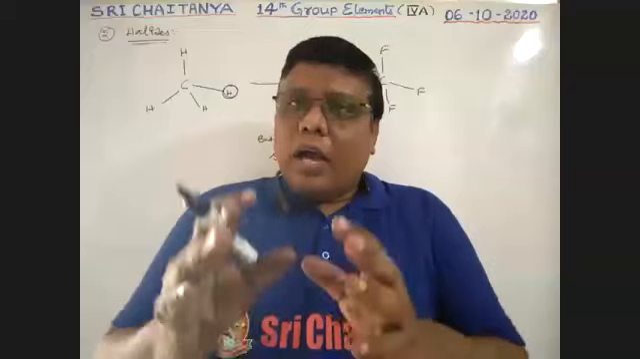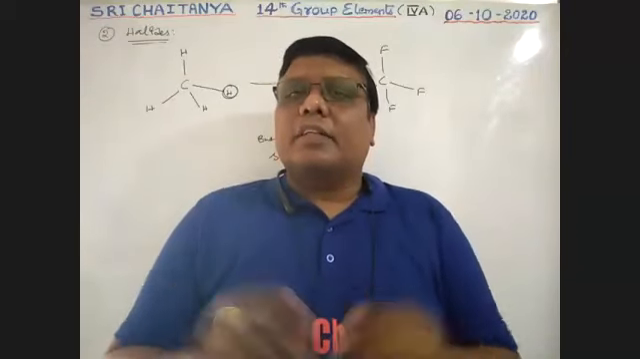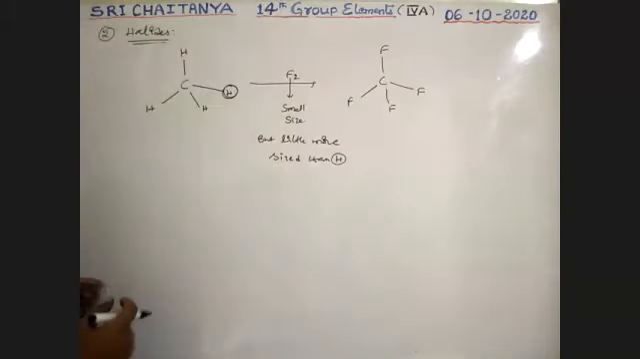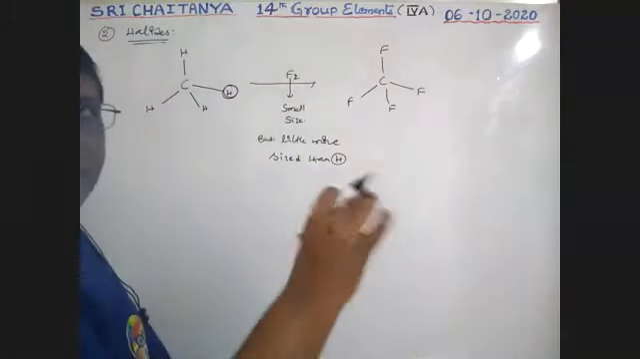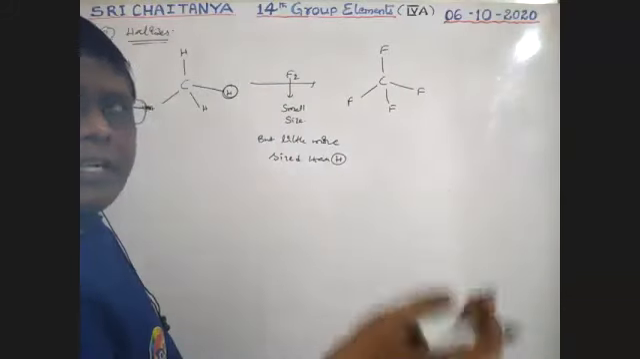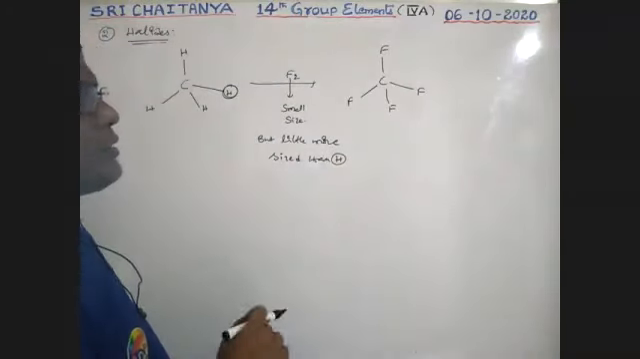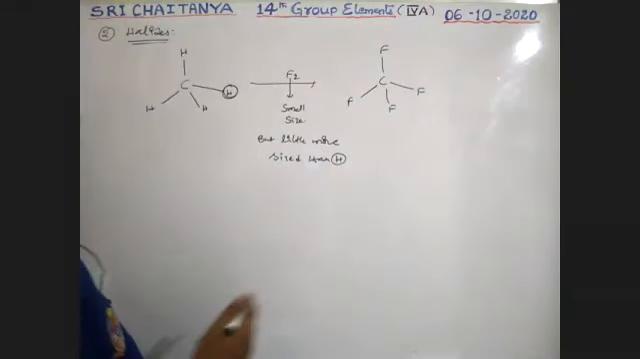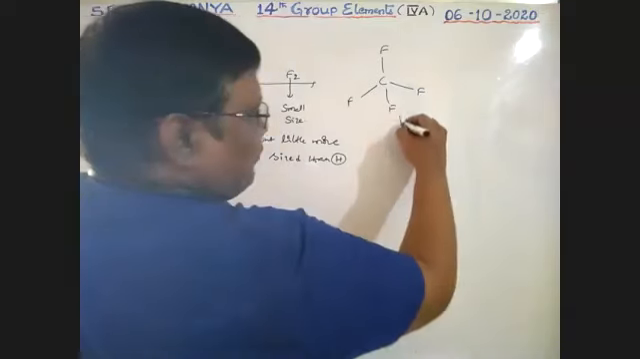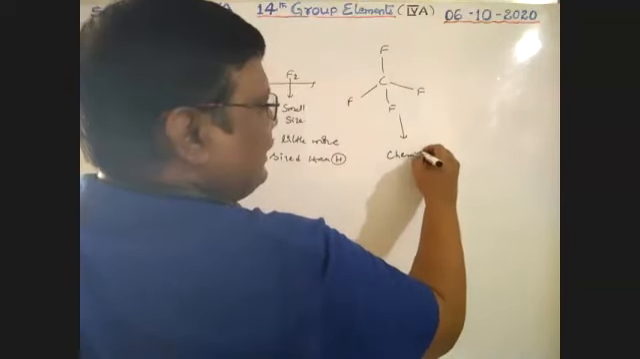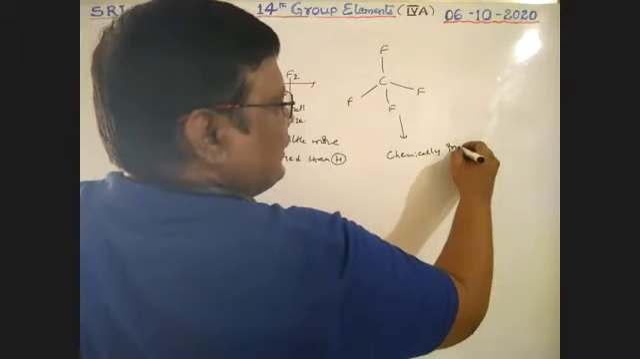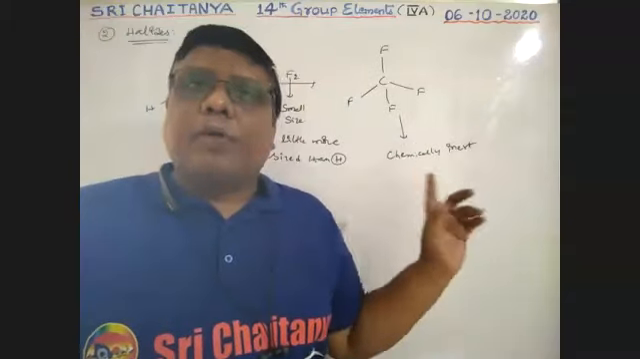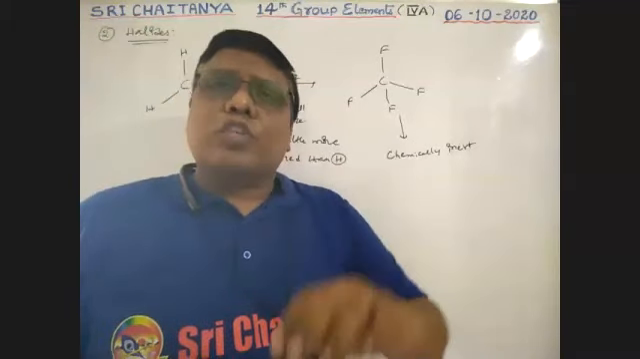So therefore, hydrogens are ready to be replaced with fluorine. That means because of almost the same size, same size atoms are easily replaceable. So that is why this is possible. And this formed fluorocompound is chemically inert, almost non-reactive.